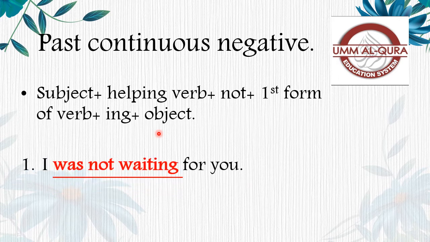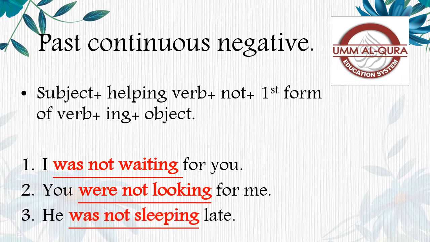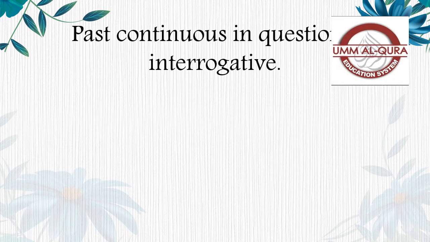Here are a few examples. I, subject, was, helping verb, not to make it negative, waiting, the first form of verb with ing, for you. The next one is you were not looking for me, and the last one is he was not sleeping late. We have discussed affirmative and negative, and now we are moving to past continuous tense in question or interrogative form.